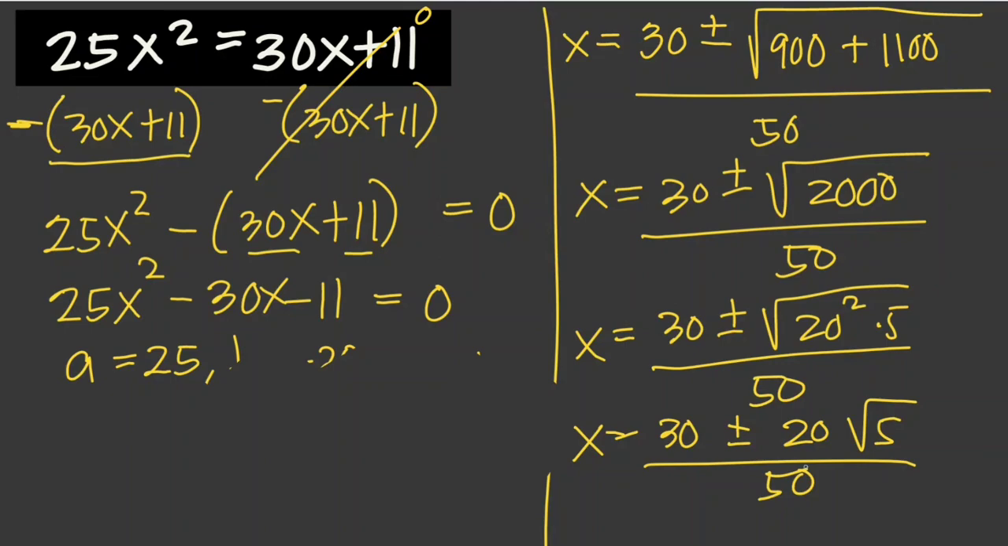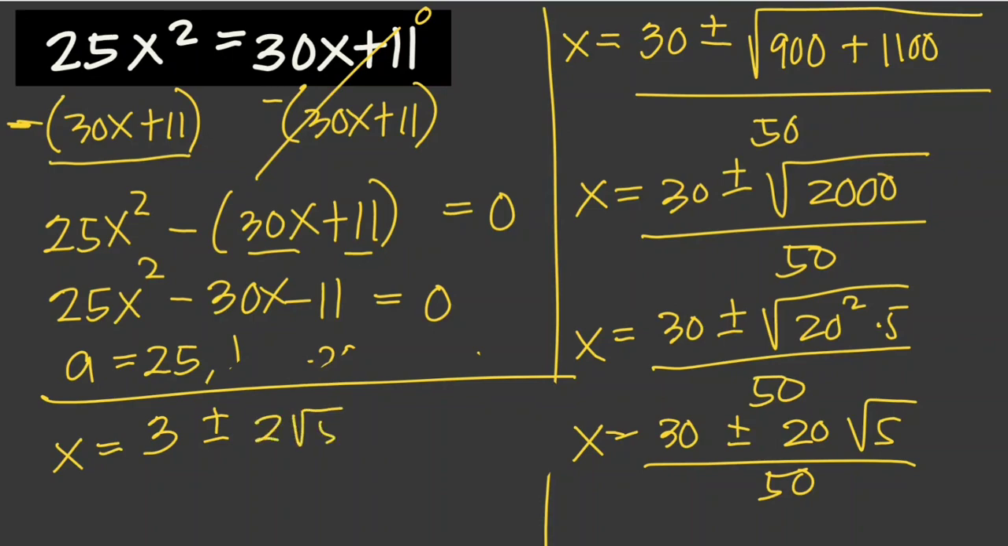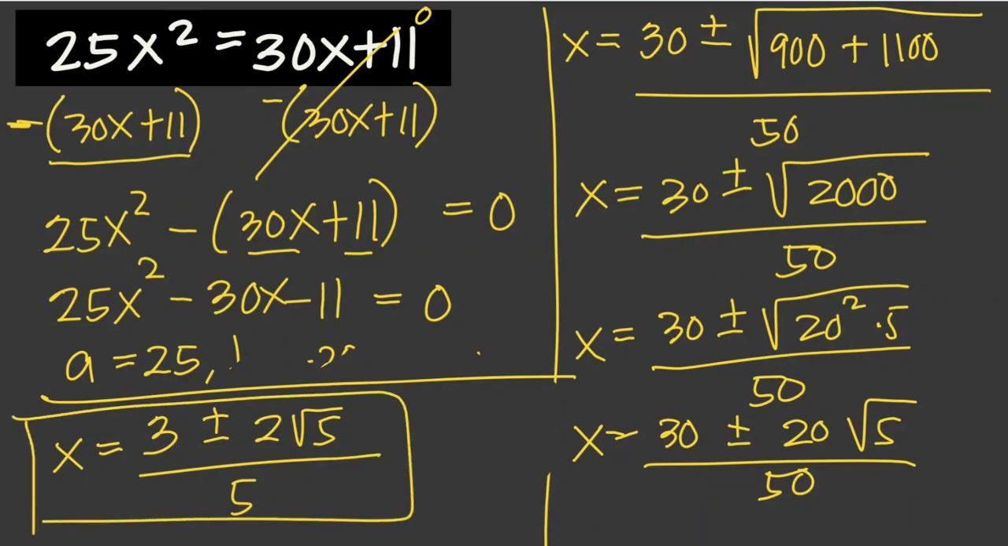So by dividing all of them by 10, 30 divided by 10, it will be x equals 3 plus minus 2 square root of 5. 50 divided by 10 is just 5. So this is our solution to this equation.